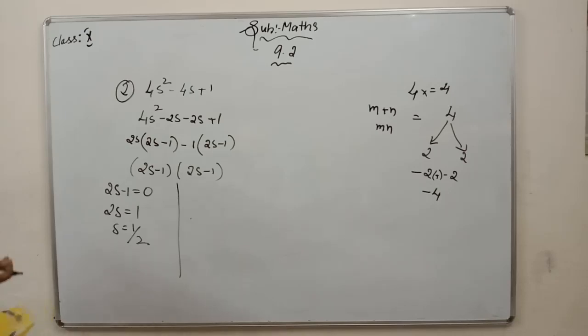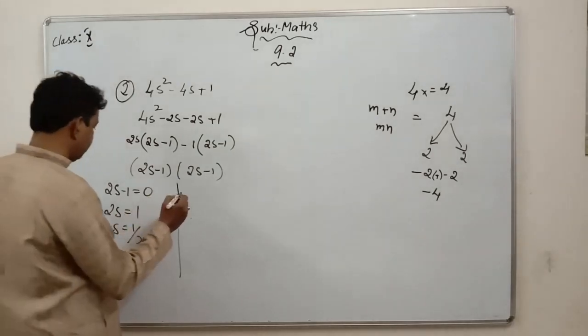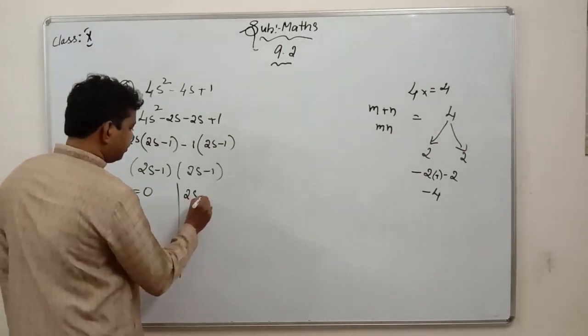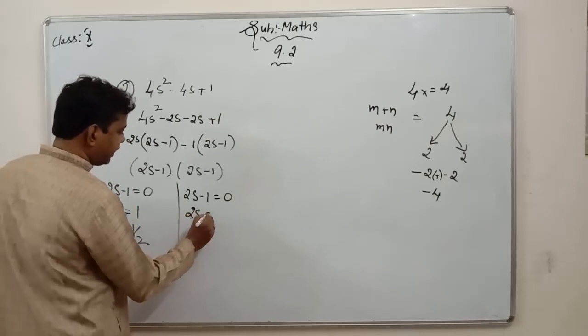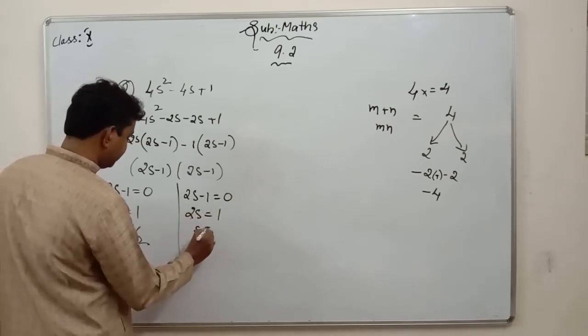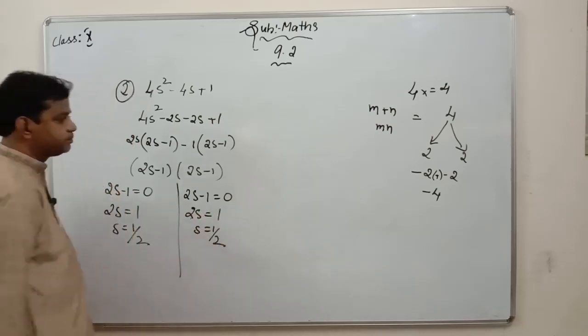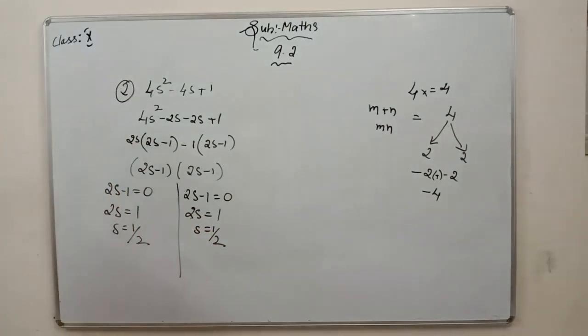And here same thing you are getting, 2s minus 1 equals 0, 2s equals 1, s equals 1 by 2. So we have the roots, and the two roots are, one is s equals 1 by 2, another one is s equals 1 by 2. So both roots are 1 by 2 and 1 by 2 only.